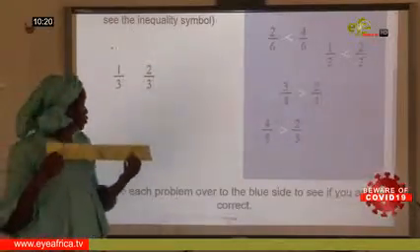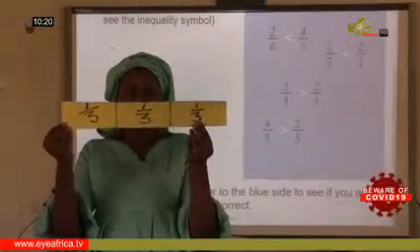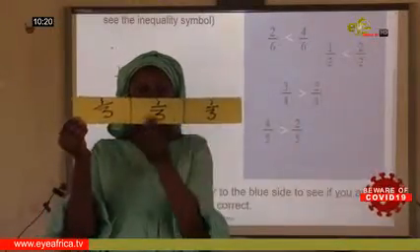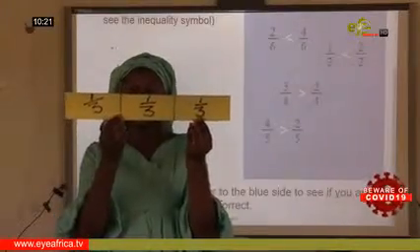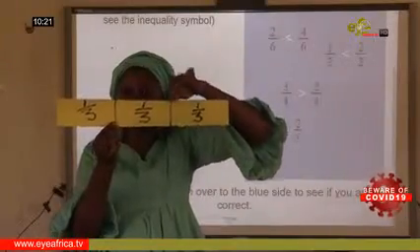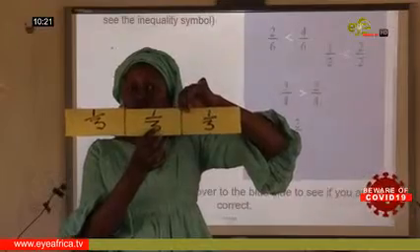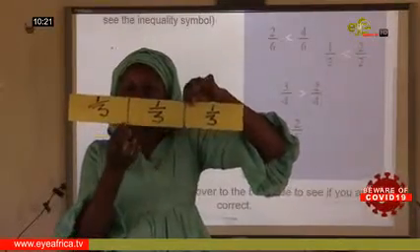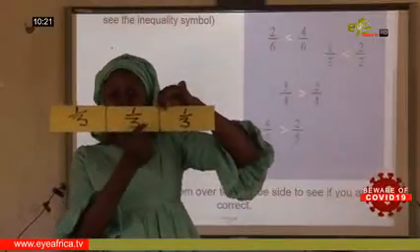I will show you that using this chart. This is a whole which is divided into 3 equal parts. Here is 1/3, and this portion here is 2/3. That is 1/3 plus 1/3, which is going to give you 2/3. And here is 1/3. So 1/3 and 2/3.